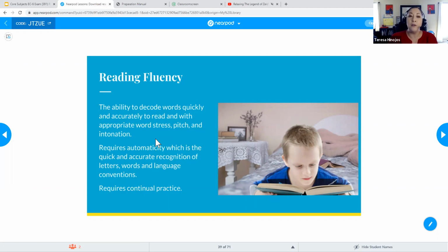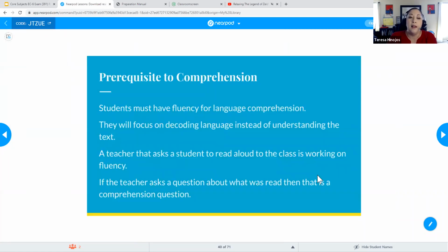I know sometimes when we hear fluency, we think, oh, as long as the student can read so many words per minute, they're fine. But it's more than that. It's also making sure they are saying things the right way, stopping with the period. It's not just being able to read a word. Again, this is a prerequisite to comprehension. Students must have fluency for language comprehension to happen.